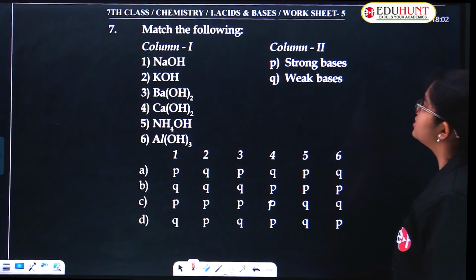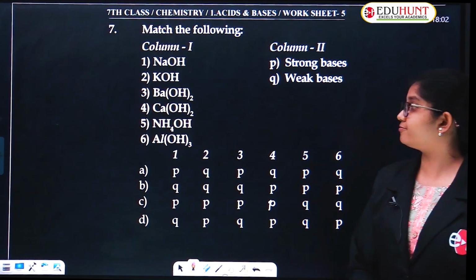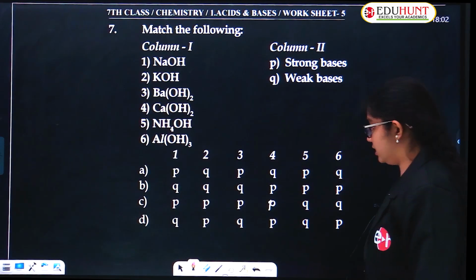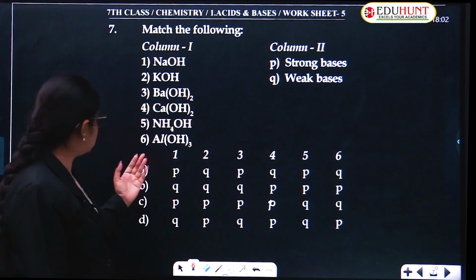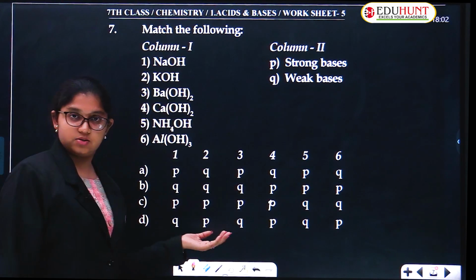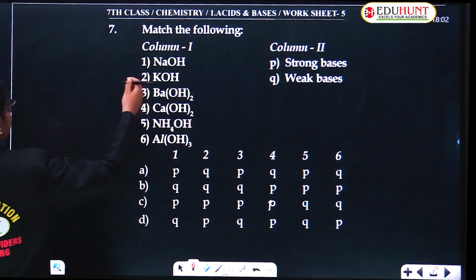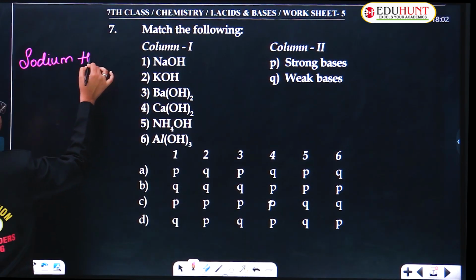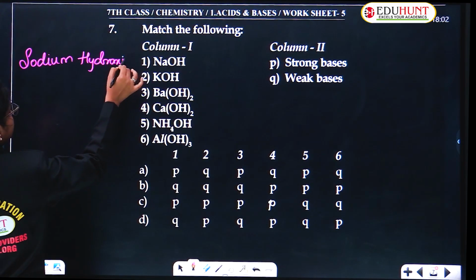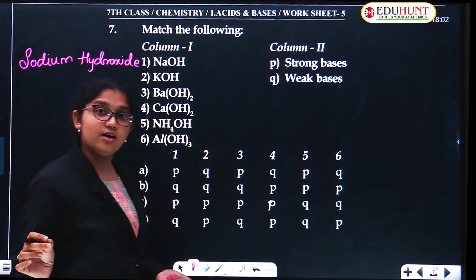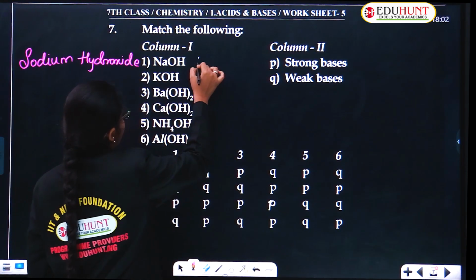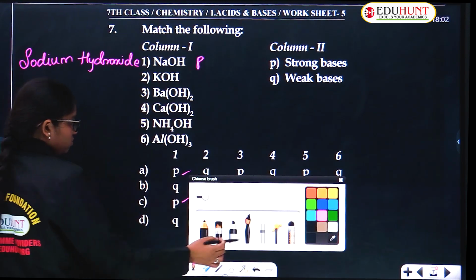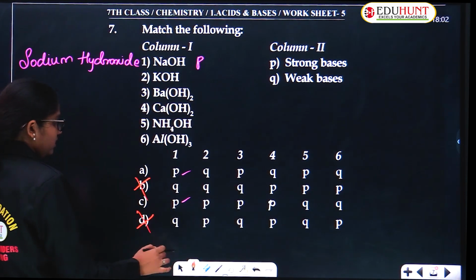Question number 7. That is again match the following. This time we have strong bases and weak bases, children. Here we go. We'll do all 6 again. Again the elimination process we'll do. Okay. And here NaOH. What is NaOH? Sodium hydroxide. We know sodium hydroxide is definitely a strong base, yes, so P. Okay, so B and D are eliminated.